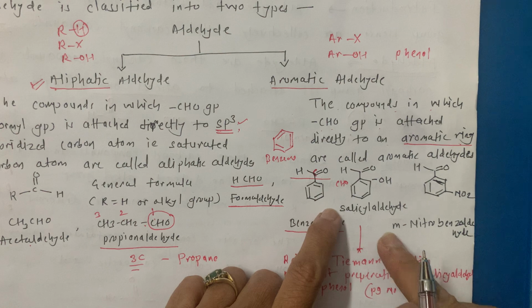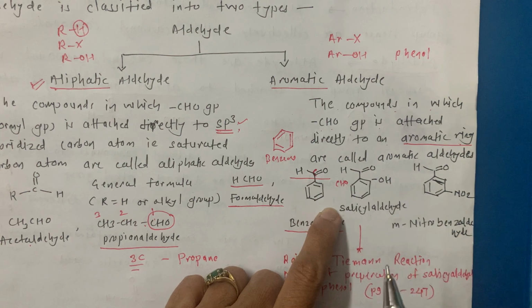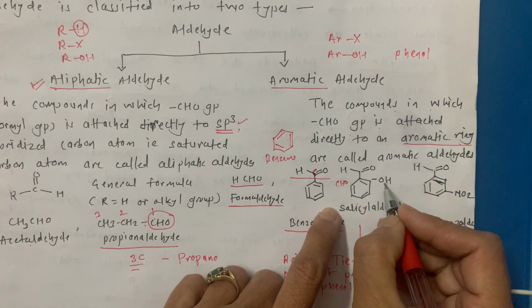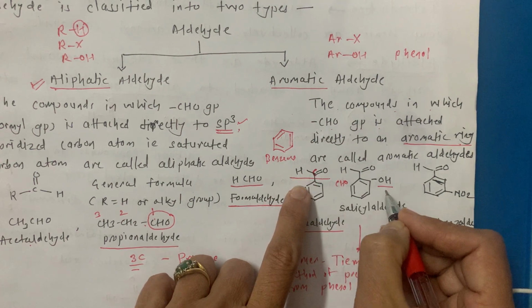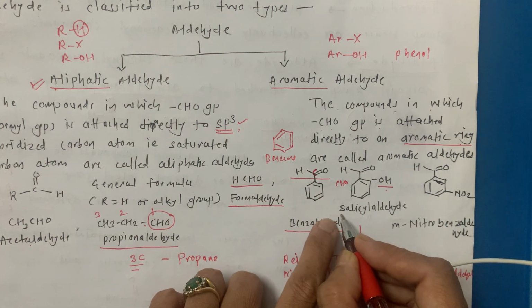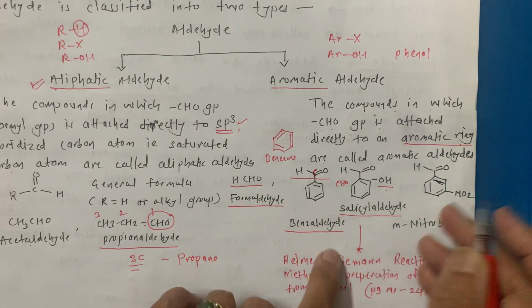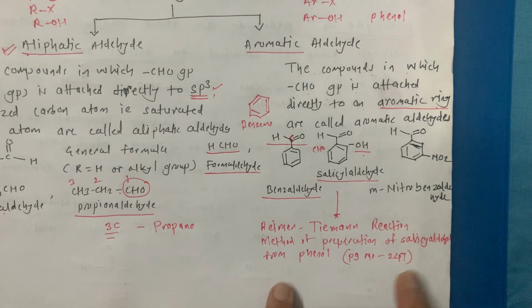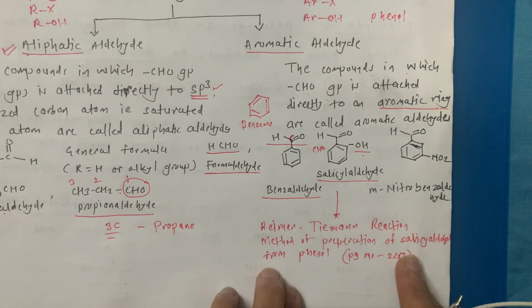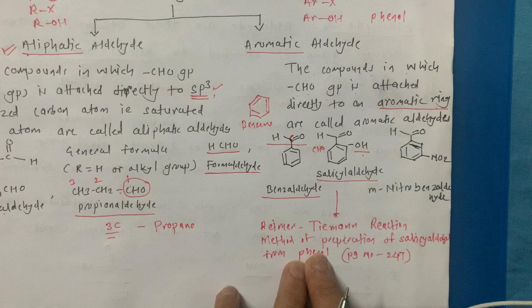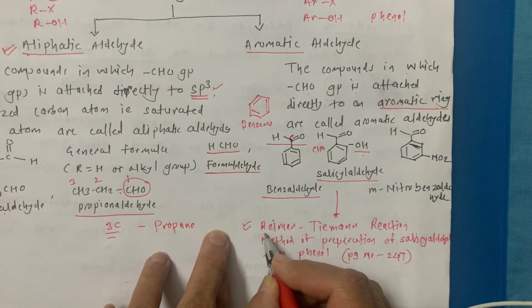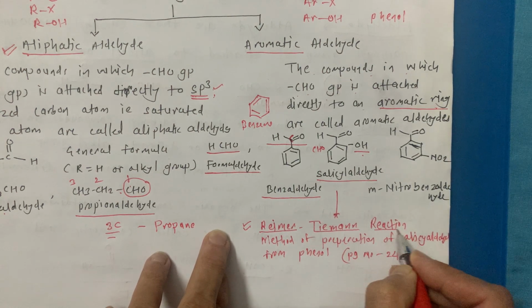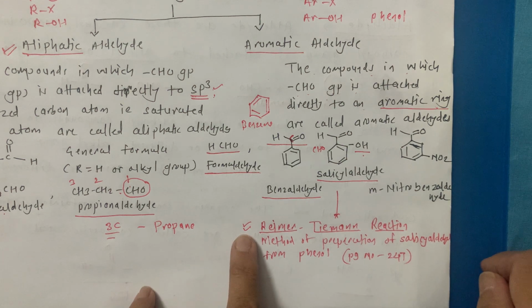Next example is salicylaldehyde. What is this salicylaldehyde? Here there is one more substituent, that is OH. Benzaldehyde with one OH substituent is known as salicylaldehyde. We studied this in our second chapter, where we prepare salicylaldehyde from phenol. Reactions of phenol we studied in the second chapter, and that is a very well known naming reaction, the Reimer-Tiemann reaction. Please remember all these things.